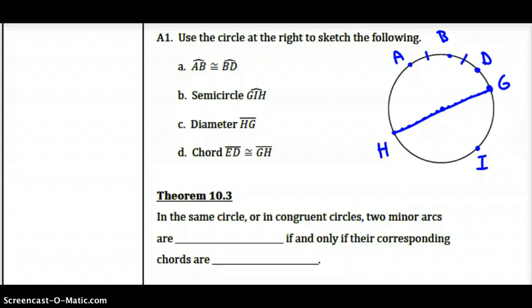So if here's D, I'm going to go ahead and change colors here. And here's where E has to be. Since chord GH is a diameter, then chord ED also has to be a diameter.